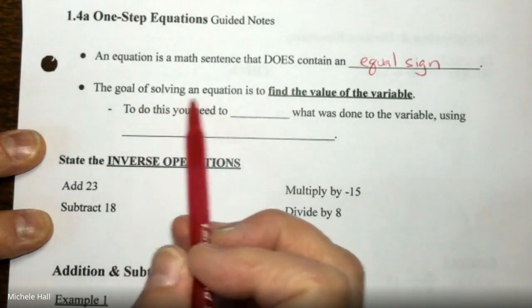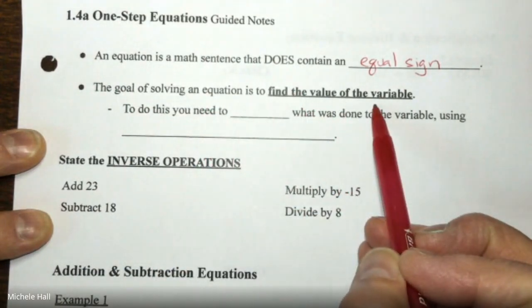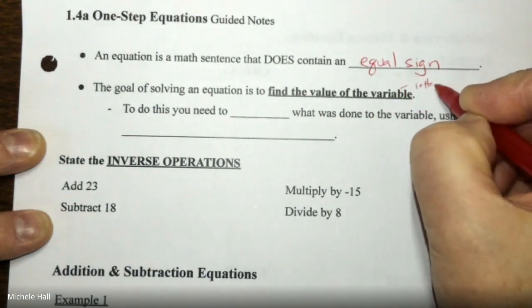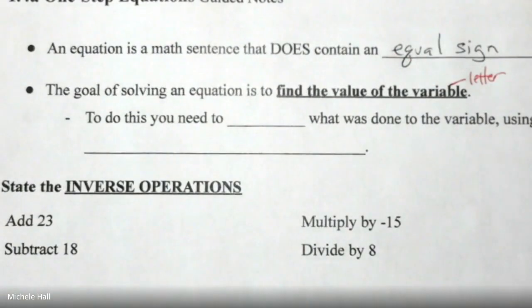The goal of solving an equation is to find the value of the variable. What's a variable? A letter. A variable is a letter. It varies. X can be 1, X can be 100. It varies. That's why it's a variable. I mean, it could be a letter, it could be a box, it could be a question mark, but it is a symbol, an unknown symbol.